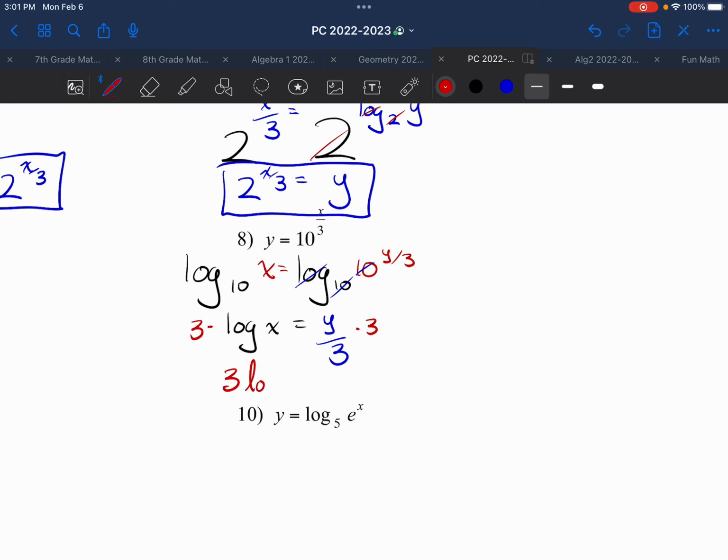3 log of x. Sometimes I do a cursive L. I'm supposed to be doing that more often because I know some people read this as 10g. You can see that's 10g and that's log. They look really similar, but if I do log like that, you'll never confuse that for a 10g. I hope that makes sense. Anyway, there's my final answer.